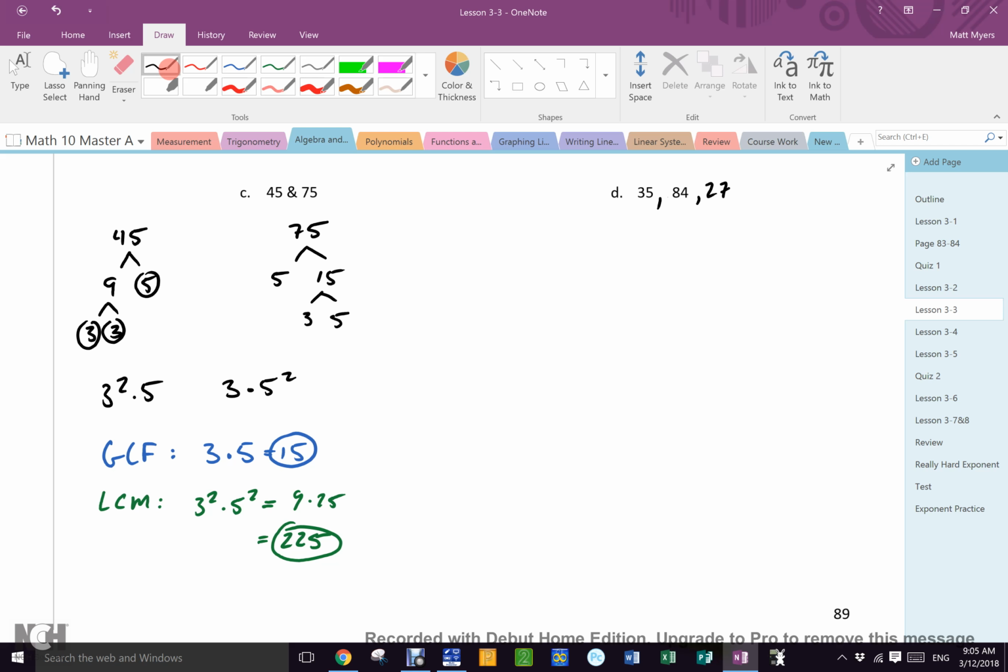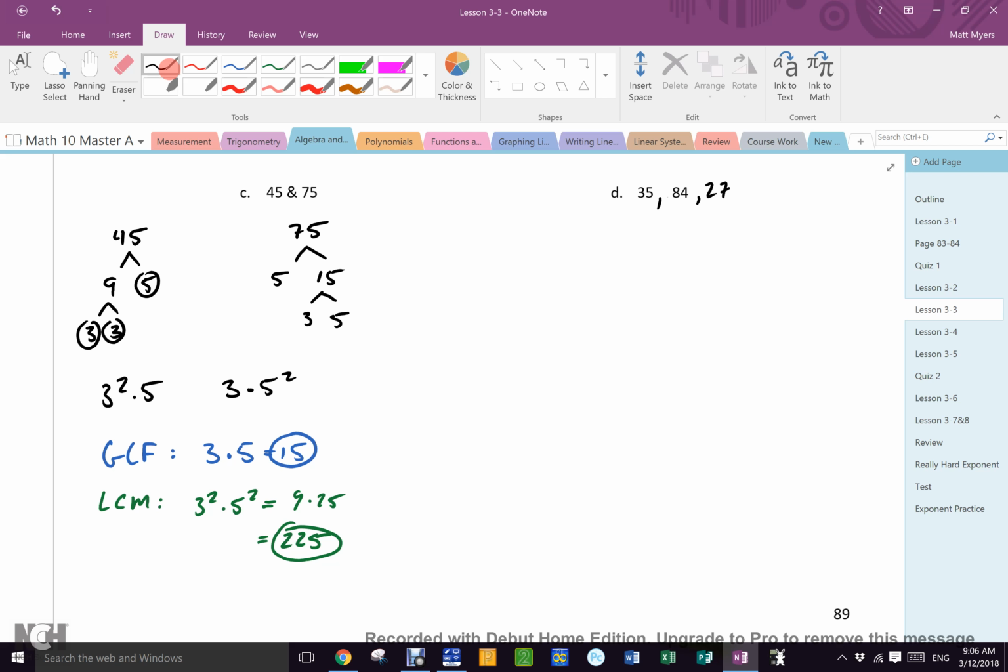I'll wait another 30-odd seconds, and then I will ask if anybody wishes to give their answers to C. Again, if you finish C, try D. Would anybody like to give me their answers to C? Anybody want to give it a shot?